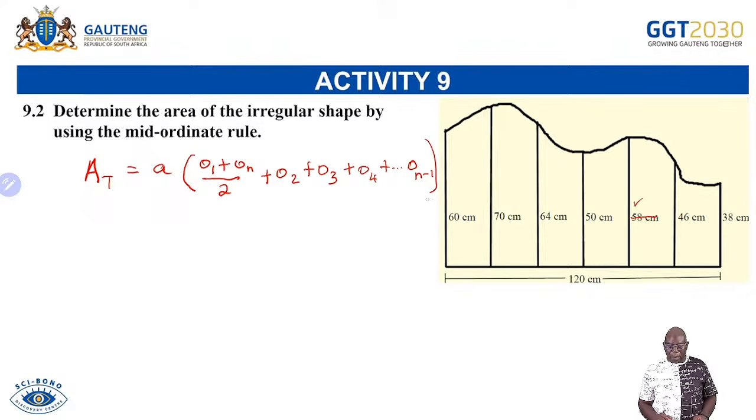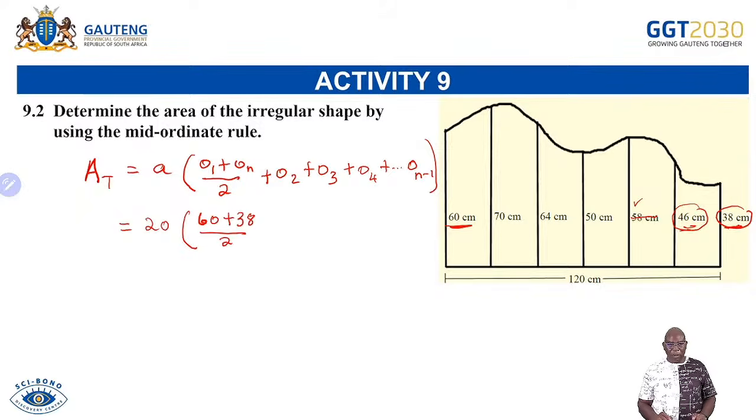All right. And the o n minus 1, please do not put the last value like 46 and then write 46 minus 1. It's incorrect. It's just the value before the last one. So just keep it like it is. The a value is going to be 20. o1 plus on, so it will be the first and the last. So it will be 16 plus 38 all over 2.